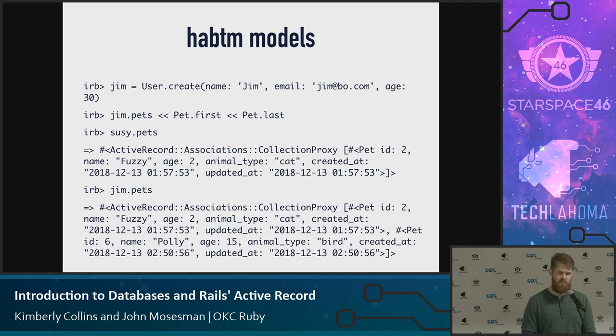Same thing with Jim. If we create a user called Jim, we give him 2 pets. If we look at Susie's, we can see that she has a pet with an ID of 2. We look at Jim's, he also has a pet with an ID of 2 because he belongs to the same one, but he also has an extra pet with an ID of 6.